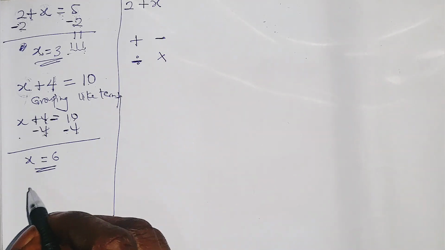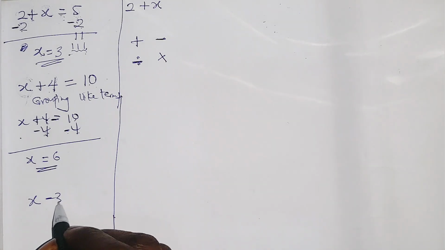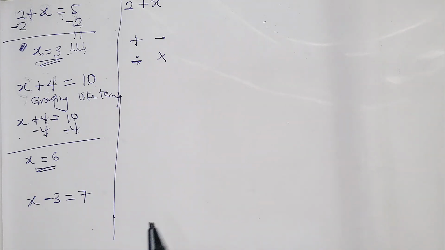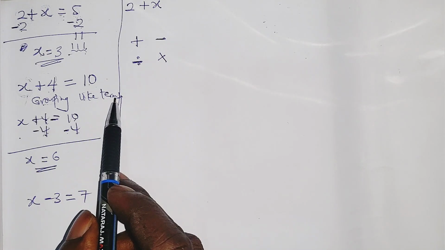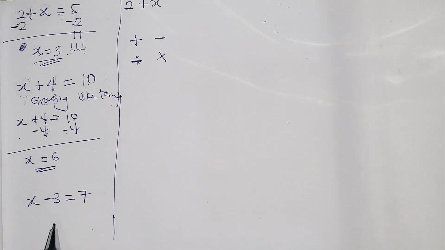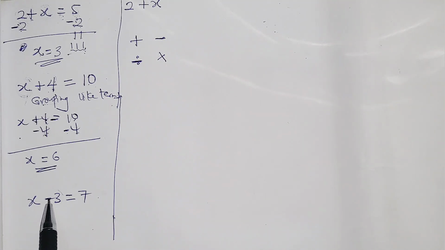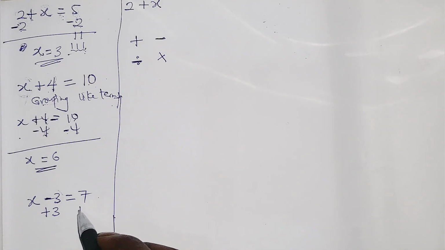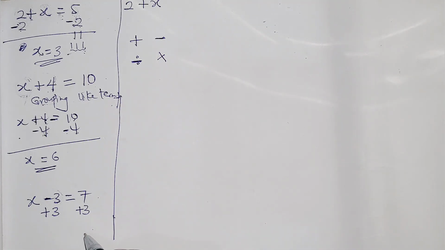So let's say I have x minus 3 is equal to 7. What must we do? First step, we need to group like terms. Like I said here, we group like terms first. In grouping like terms, we want to carry this number from the left side to the right side. So because this number we are trying to get rid of is negative, meaning it is subtracting, we're going to add 3, the same number that is here, and you do the same thing to the other side.